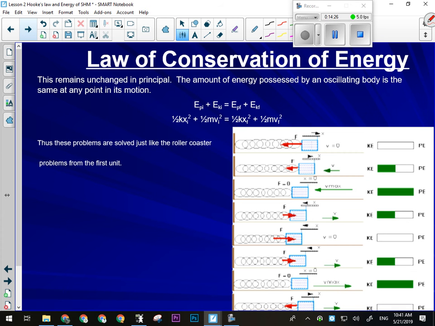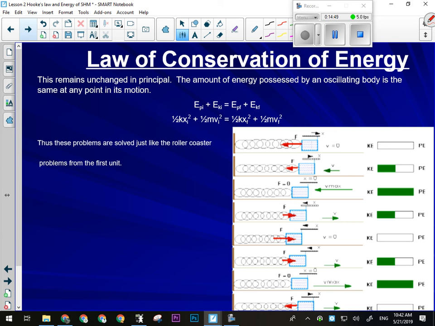So when a mass oscillates back and forth, it's doing exactly what a roller coaster does. It's converting potential energy into kinetic and kinetic into potential, back and forth, same as a roller coaster does when it goes up and down, up and down. The amount of mechanical energy is always conserved. All that changes is how much of it is potential and how much of it is kinetic.